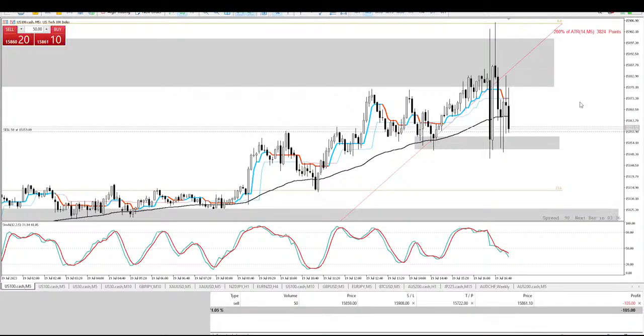Guess it's just teasing us again. I would love to see a 5-minute close below this area here. It'll give us a bit more confirmation to hold this trade.